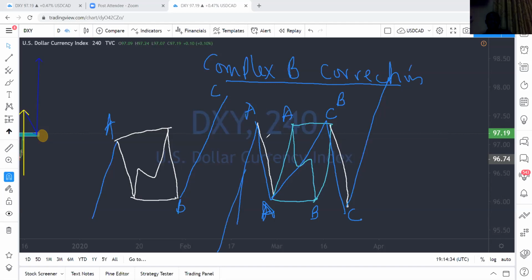Then you have the impulse. Boom, impulse, boom. This is called complex B correction. Complex B correction. Can you see? Let me clean up and do it again.